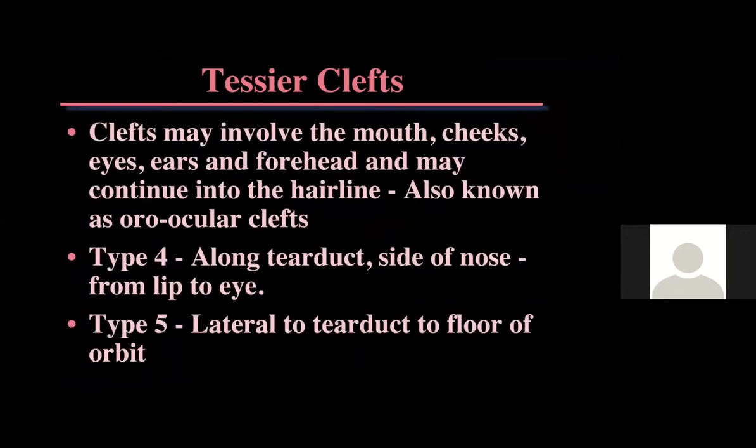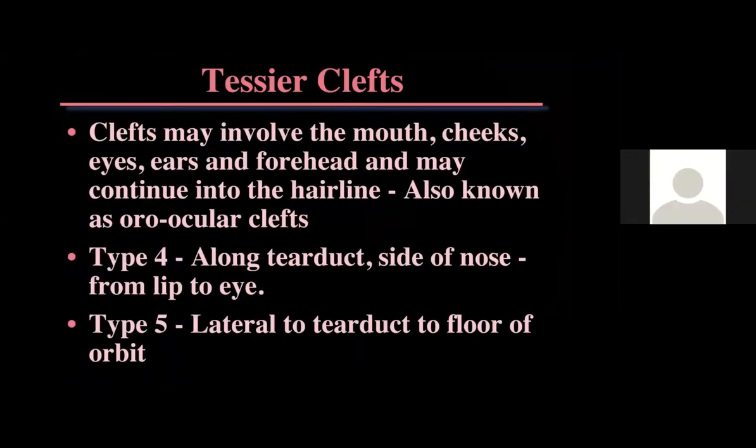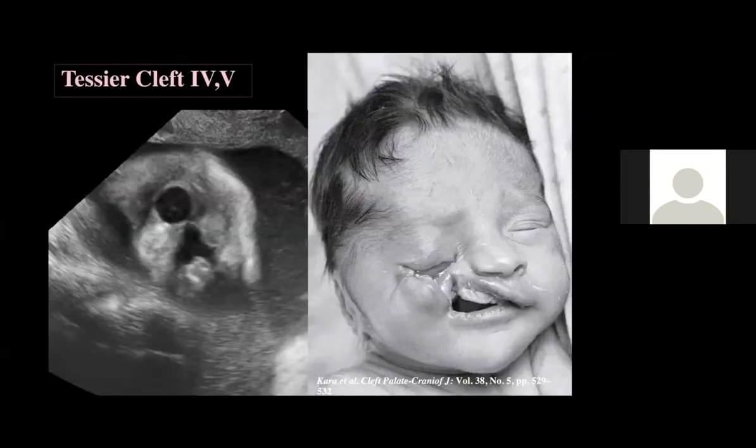Now, there are other types of clefts. Tessier clefts are some of the most severe clefts. They're very, very rare. The type 4 and type 5 in particular are the ones that occur along the tear duct, along the side of the nose. They link the orbit, the floor of the orbit, to the mouth, as you can see here.